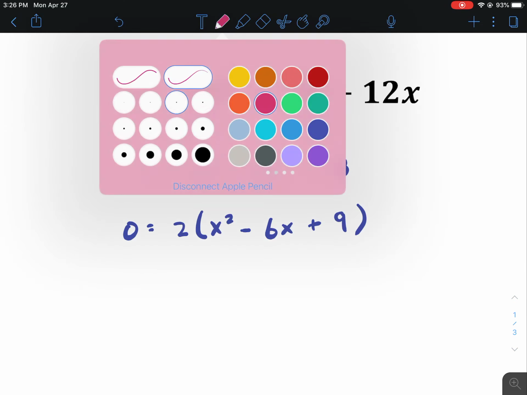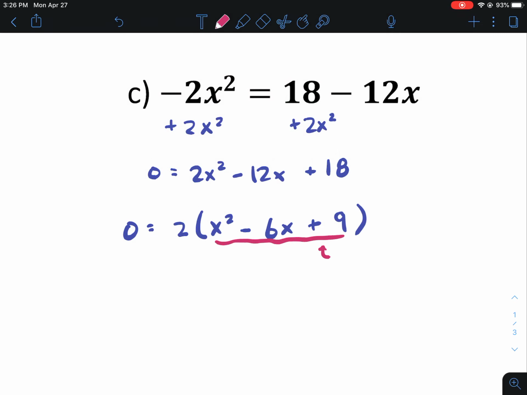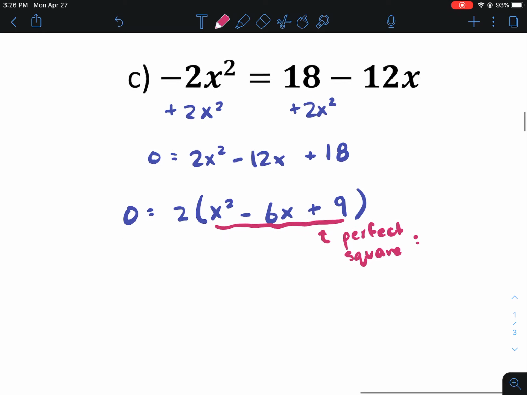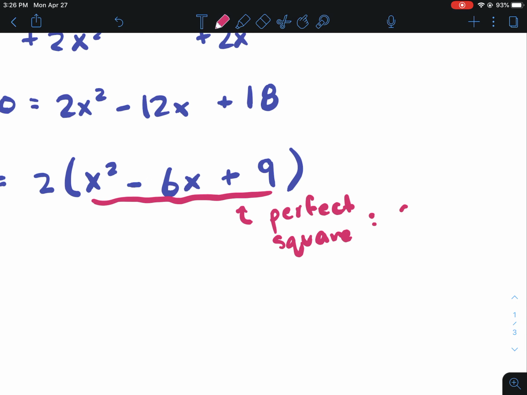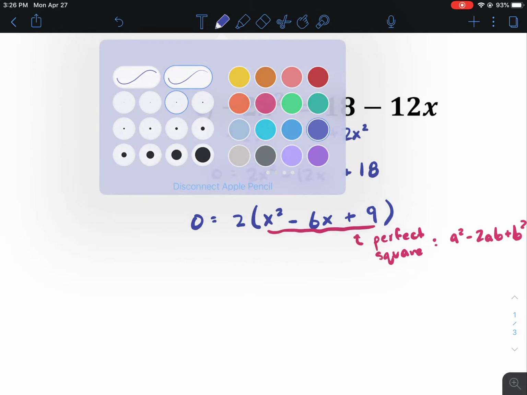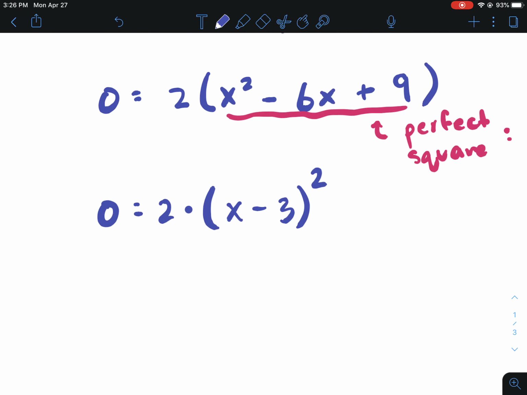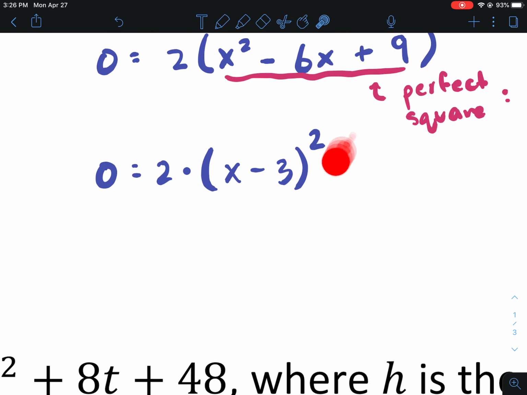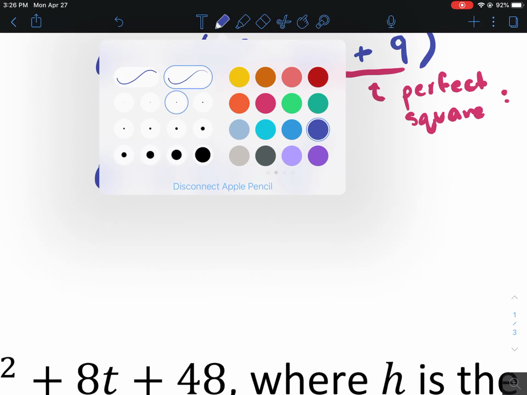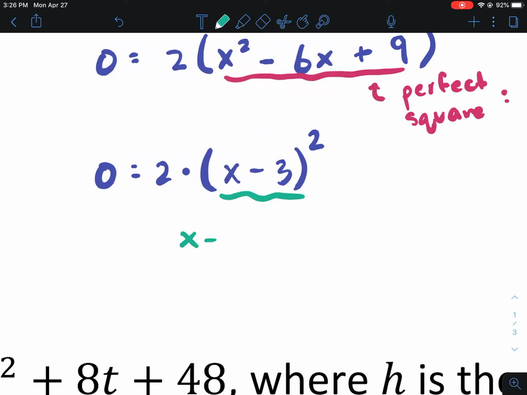This is a perfect square trinomial. It follows that pattern. Remember, a squared minus 2ab plus b squared? So we can actually just go ahead and factor that as 0 equals 2 times x minus 3 squared. So what does that mean? That means we only have one solution, right? Because I have 2 times 0. This has to equal 0 for this product to equal 0. So x minus 3 equals 0. Therefore, x is equal to 3.